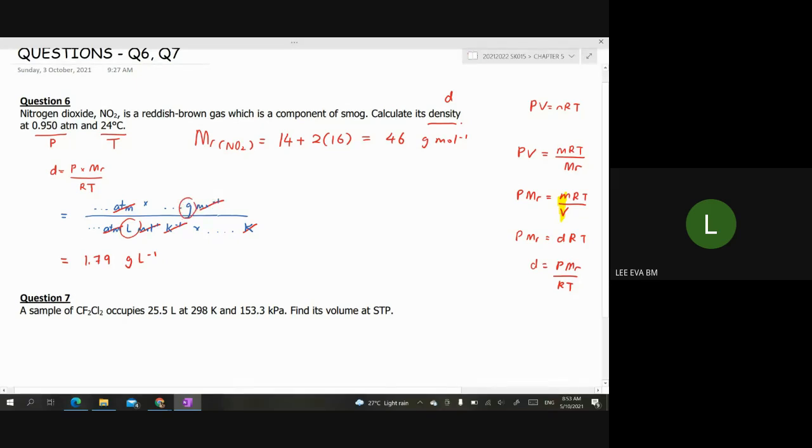Okay, sampai sini boleh ya ikut? Boleh ikut. Dapat dah jawapan 1.79? Ada jawapan lain? Tak ada. Sama ya? Okay.